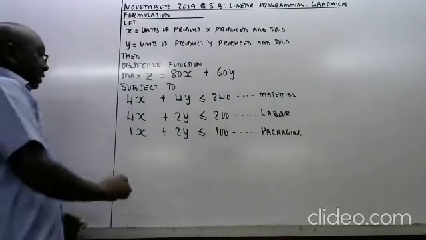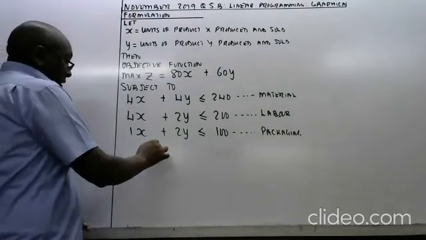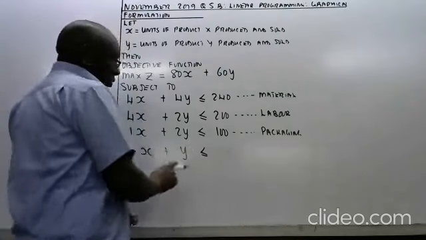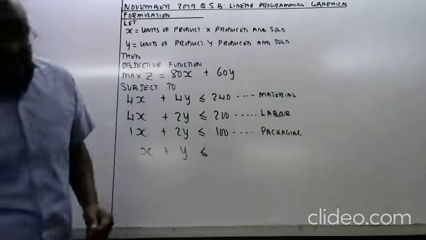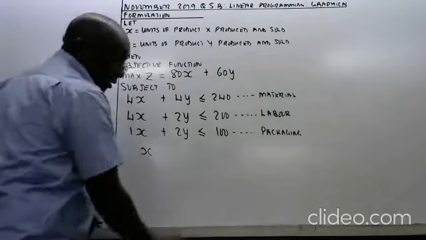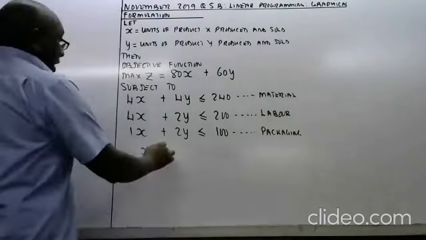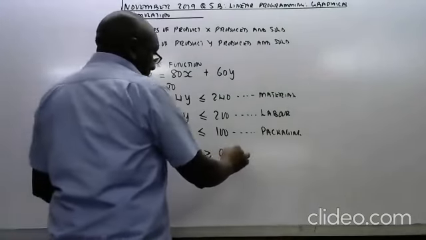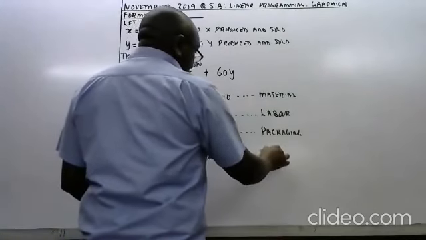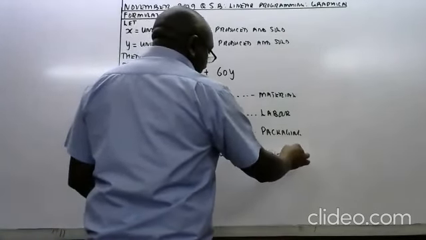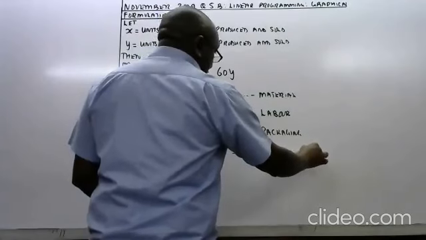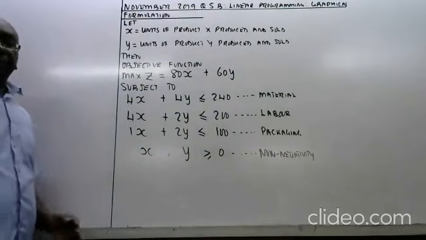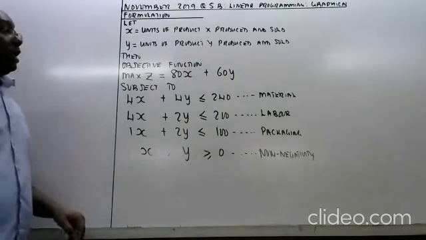And then we said you must bring another one here. X plus y is less than or equal to, not plus. X, y should be greater than or equal to 0. And this is called non-negativity.